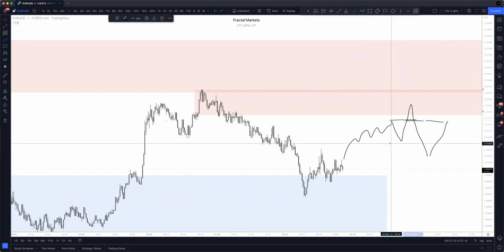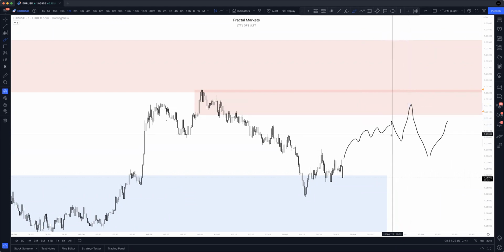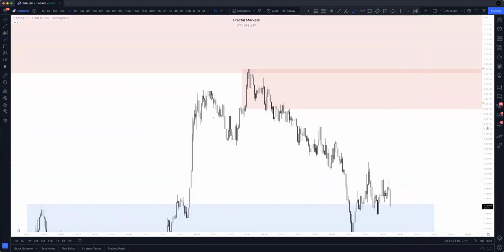Don't be trading here. Don't be the first guy in, right? We want to see a level basically get taken. Inducement, some form of inducement before the POI.